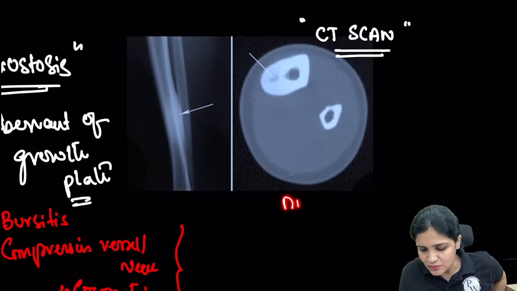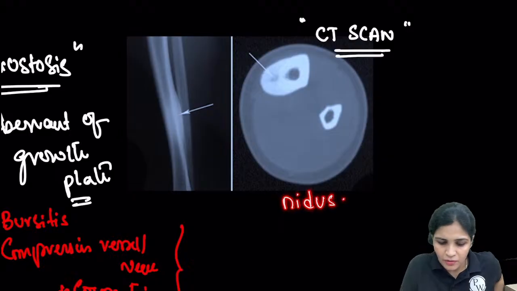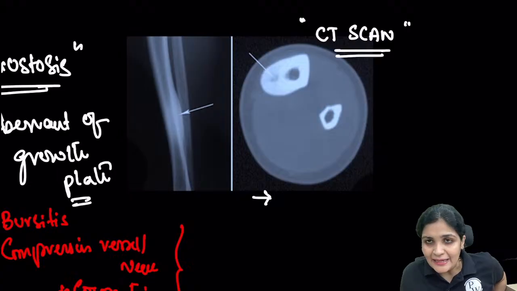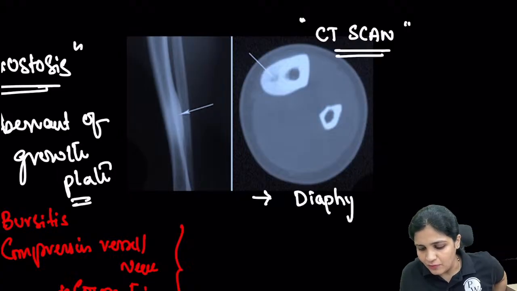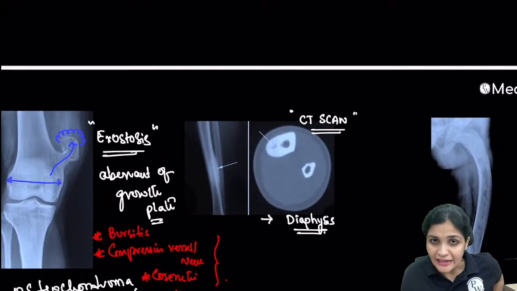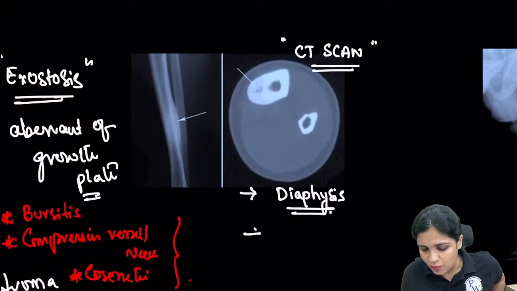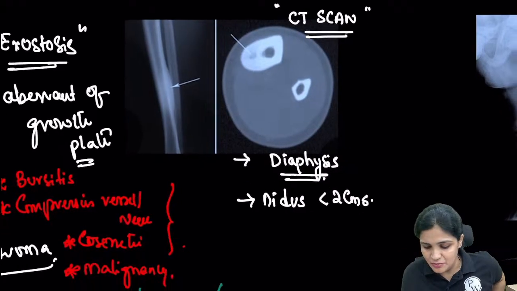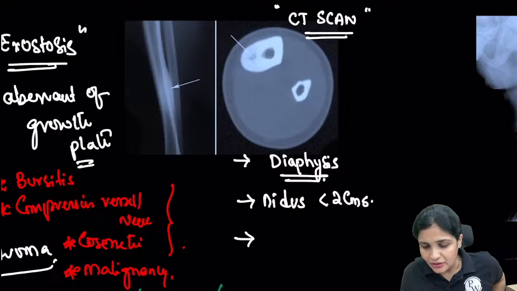So what is this nidus? And where exactly am I seeing it? I'm seeing it in the diaphysis region, if you remember. And where did I see the exostosis? In the metaphyseal region, right? And this I'm seeing in the diaphysis. And what am I seeing? A nidus which is less than 2 centimeters. And what is the very peculiar thing about this?